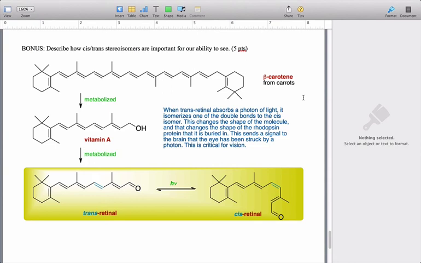I wasn't looking for that level of detail of information. I was hoping you would say something about maybe retinal or beta-carotene and that the double bond isomerizes when light hits it. If you said anything about that, you were given some extra credit points for that problem.